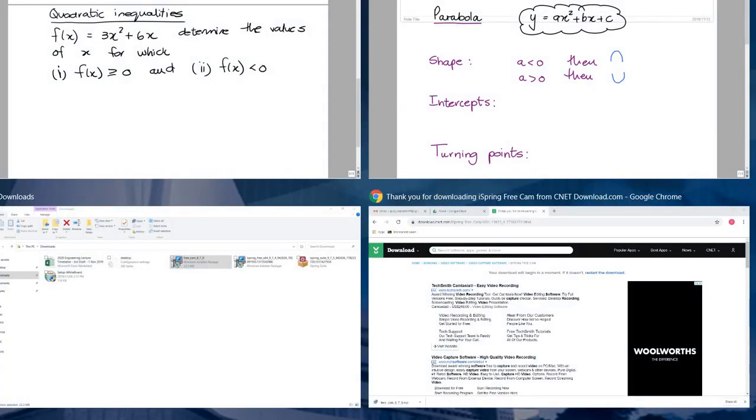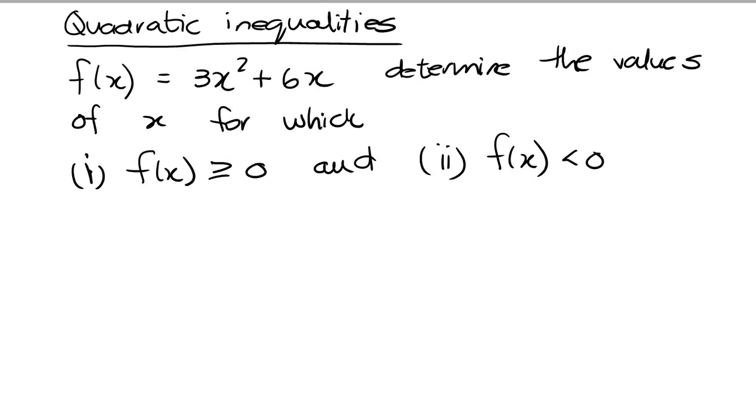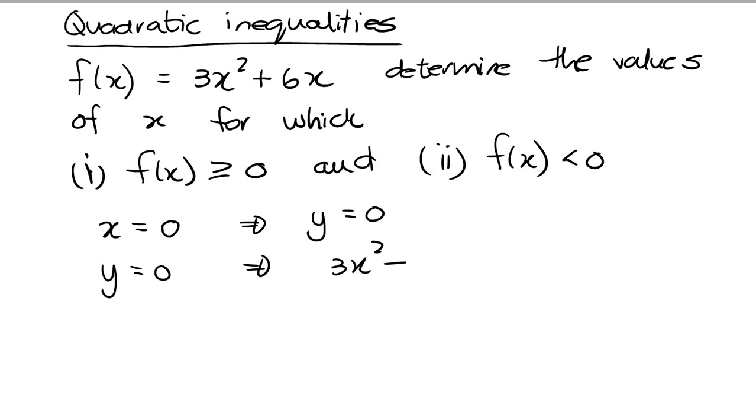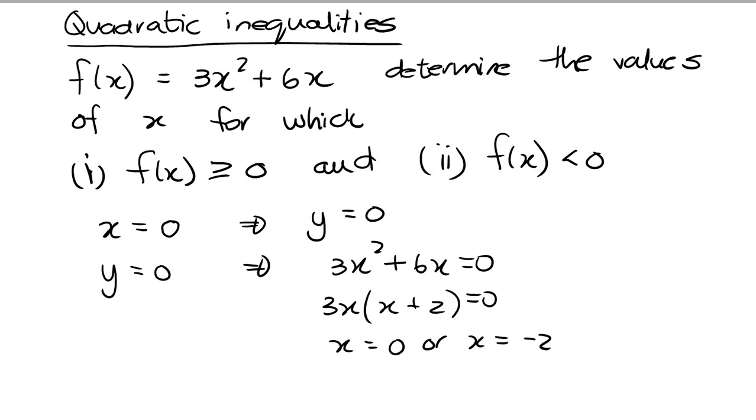By far the easiest is if you've got a graph. So let's go and sketch that graph quickly. Well, I can do it very quickly just by looking at the intercepts. I'm going to say if x is 0, then of course y is 0. And if y is 0, then 3x squared plus 6x equals 0. Take out 3x as a common factor. And I get x is 0 or x is minus 2.